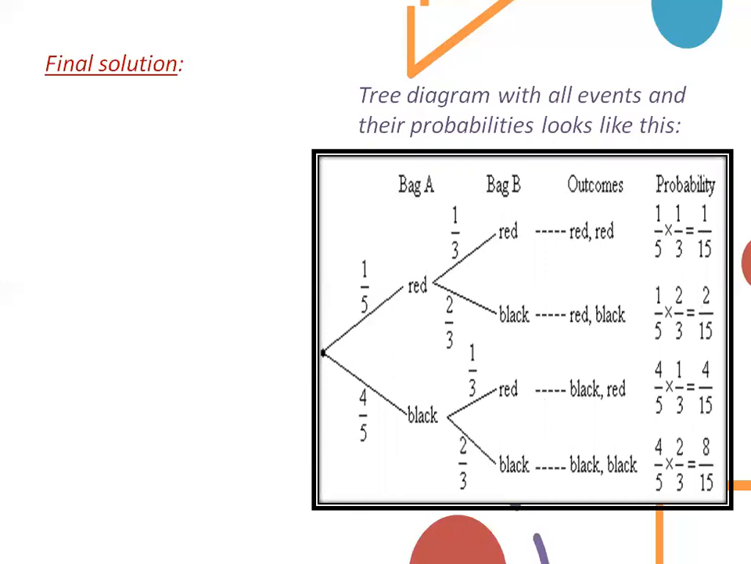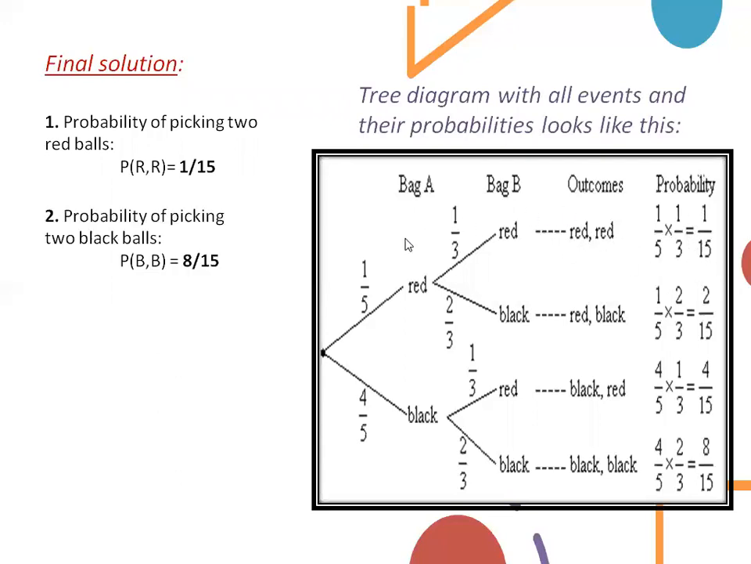So I'll be solving this question now. Probability of picking 2 red balls. Here in this instance, the probability is simply 1 by 15. We will put that. Probability of picking 2 black balls. Here we are getting 2 black balls. We are directly putting 8 by 15.